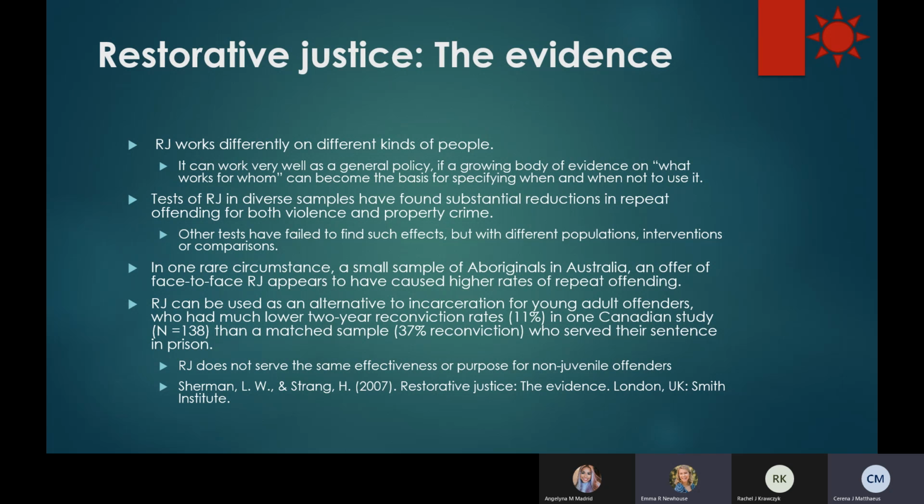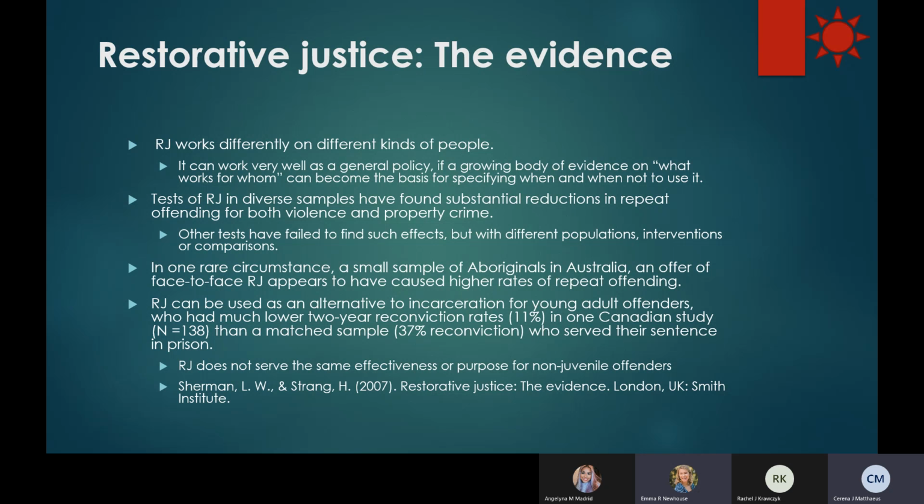They did test restorative justice in diverse samples, and they found substantial reductions in repeat offending for both violent and property crime. Other tests have failed to find such effects, but with different populations and interventions or comparisons, it did work. In a specific circumstance done in Australia, they offered face-to-face RJ, and it appeared to have caused higher rates of repeat offending, but this was in adult offenders.